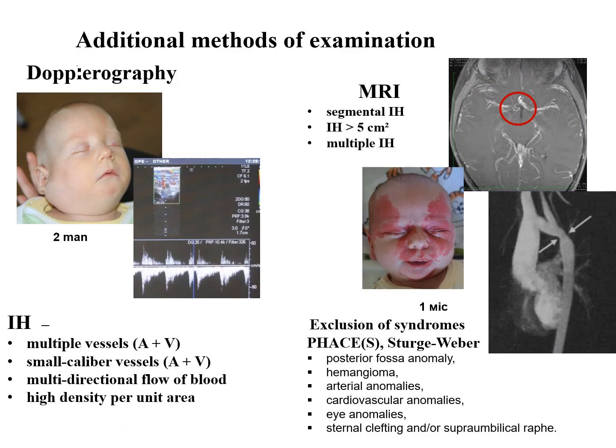What additional methods of examination do we use for this disease? In first place, it's Dopplerography, which we can use in all types and all children with hemangioma, and also the MRI, which can be provided only with anesthesiological support, because the children are mostly infants and can't lie still during this examination.